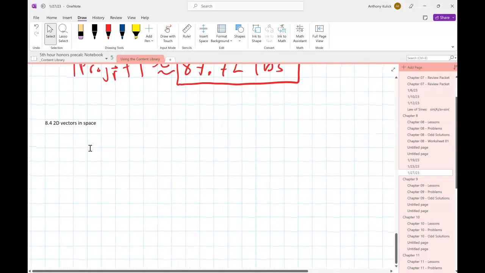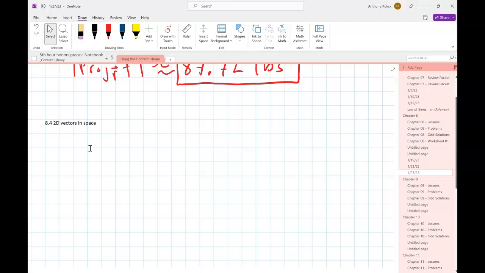So 8.4 is about 2D vectors in space, which sounds like an action movie title or something. No? Fine. I'm trying to make jokes.